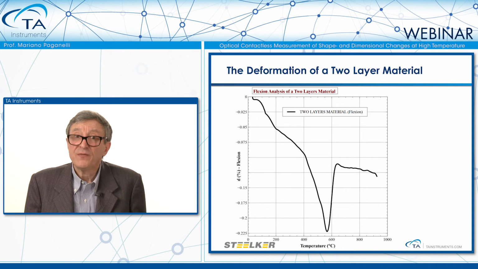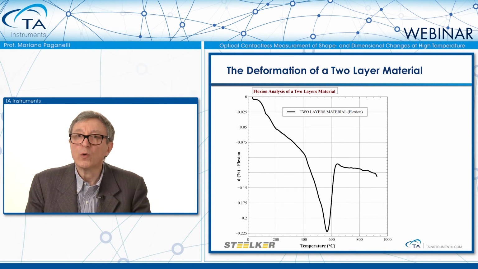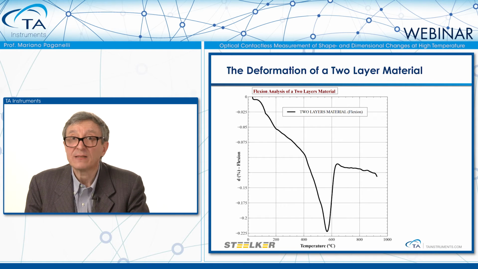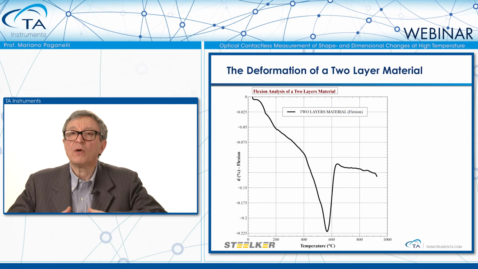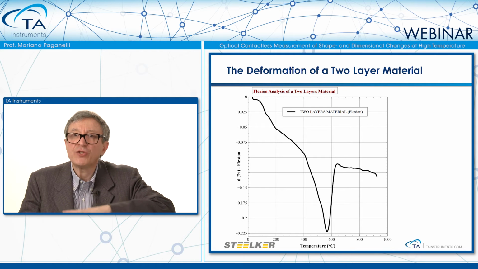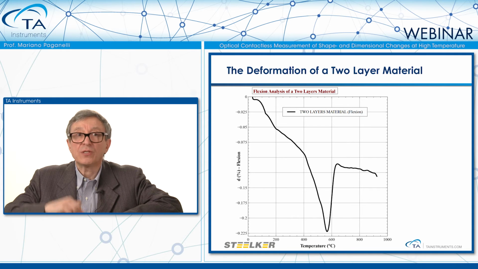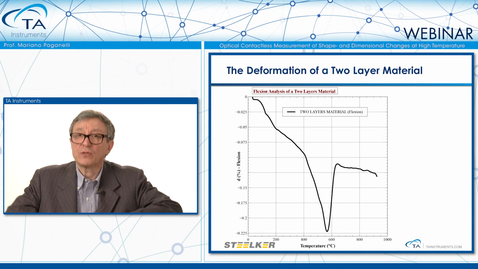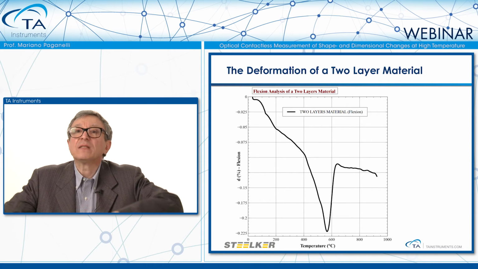But if instead it moves like this picture shows, so it becomes concave, it is moving downward, faster and faster, it means that the thermal expansion coefficient of the layer 1 material, the material which is underneath, is higher than the material which is layer 2 on the surface. So underneath it is expanding faster and the material bends downward.